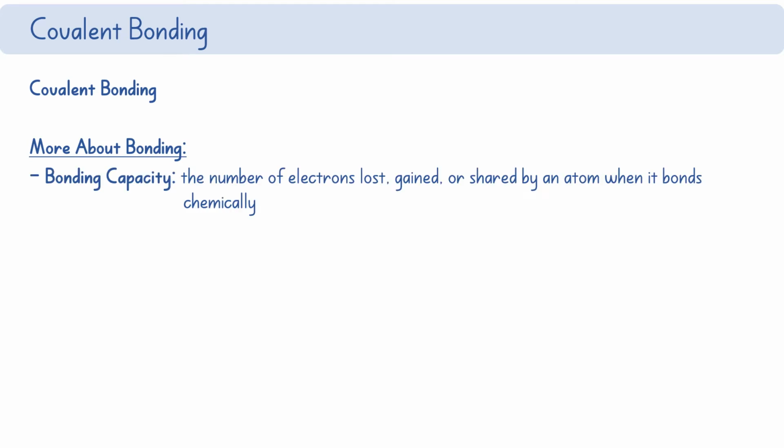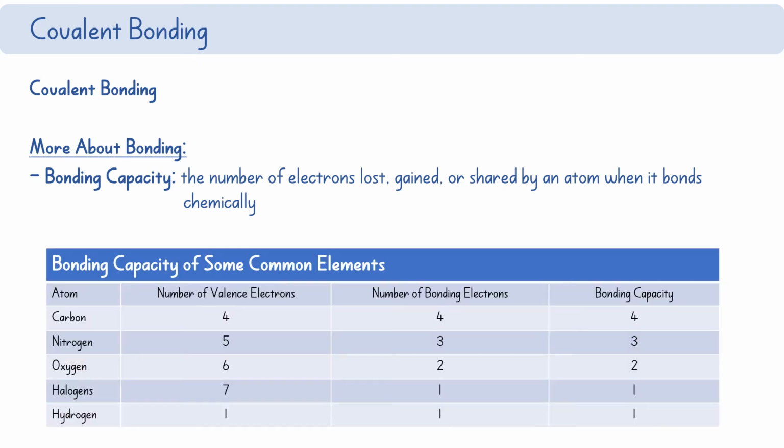Another term we want to take a look at is bonding capacity. The term bonding capacity refers to the number of electrons lost, gained, or shared by an atom when it bonds chemically. It gives you an idea of how many electrons that particular element has available. So here's a table of some of the more common ones.